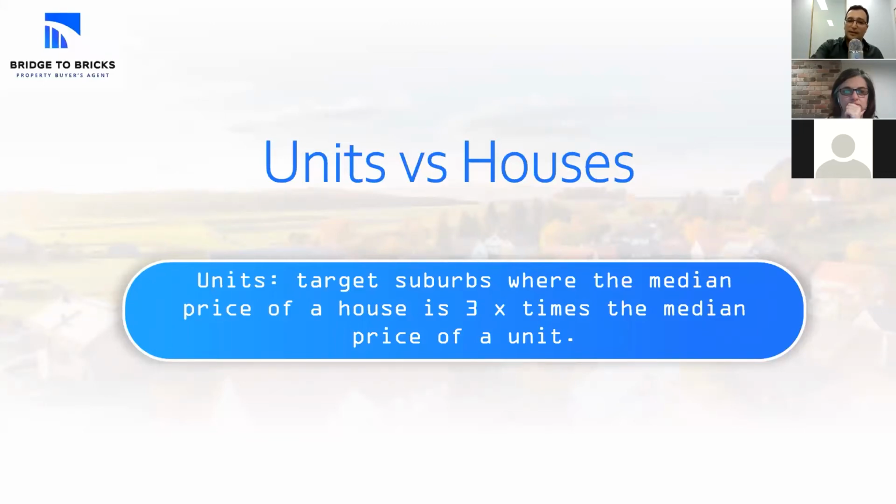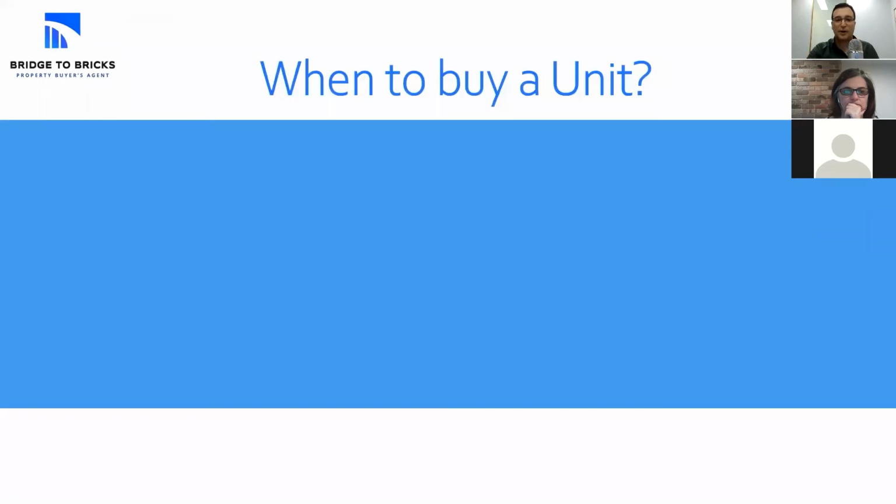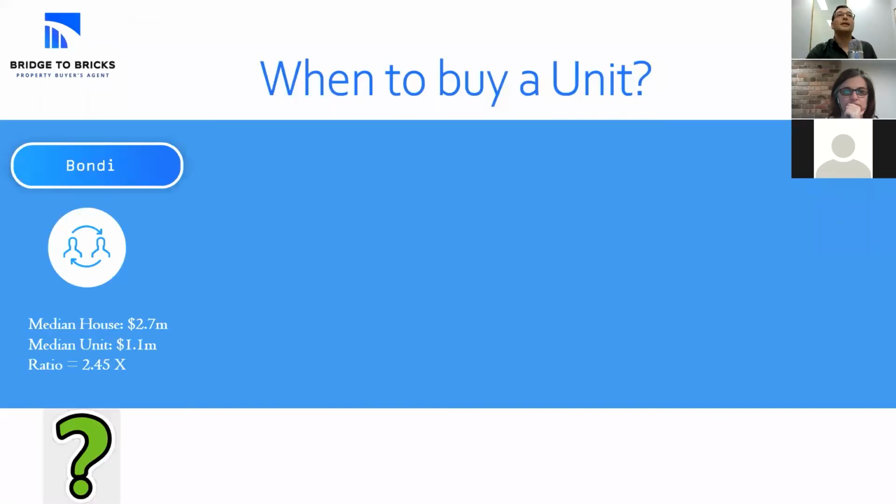So we'll do a little test, and we'll have a look at when to buy a unit, when to buy a house. So, I've given you the answer already. If we look at Bondi, right? So in Bondi, the median price of a house is 2.7 million, and the median price of a unit is 1.1 million. So the ratio is 2.5 to 1. So a house is 2.5 times more expensive than a unit.